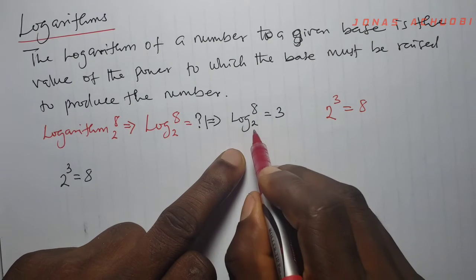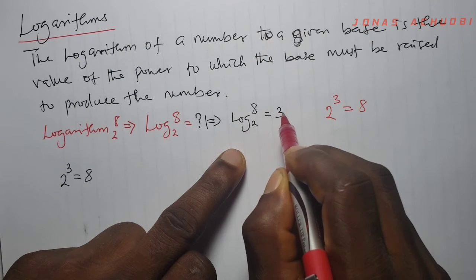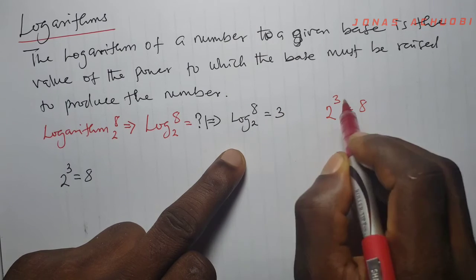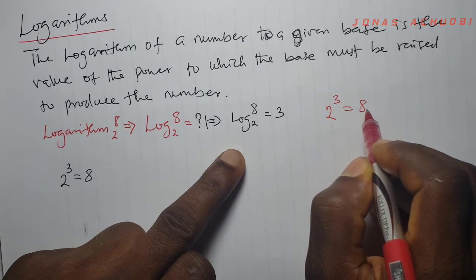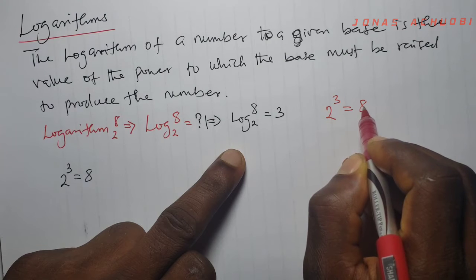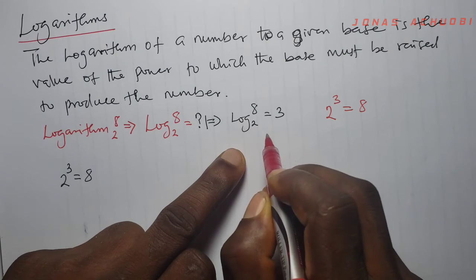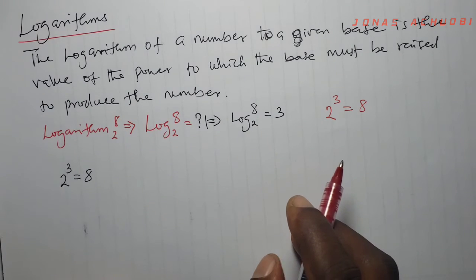In log form the base is 2, in index form the base is still 2. Then in log form, the 3 you have here at the right hand side becomes the power of 2. So that 2 to the power 3 is 8. So in log form, you simply say that the log of 8 in base 2 is 3. Because when you raise 2 to the power of 3, you get 8.